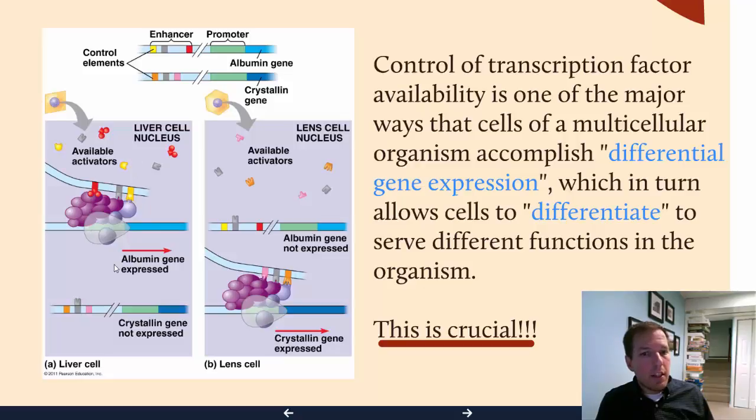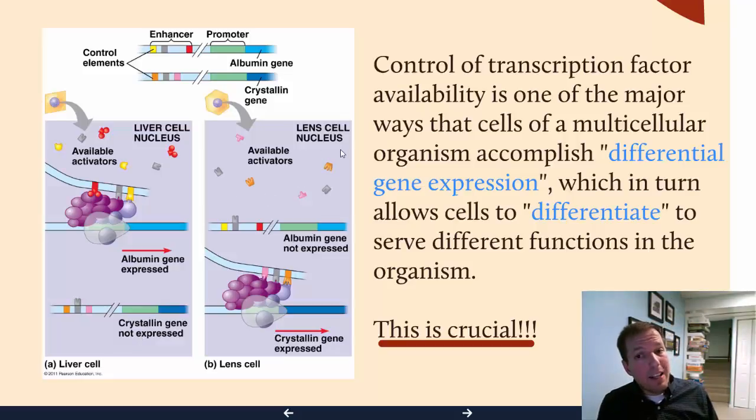We can see here on the left we have a liver cell which has a set of activators available within the cell itself that lead to the expression, for example, of albumin, but the correct set of enhancers, activators, is not there to trigger the production of crystallin. Albumin is a gene which will be important in the liver. Crystallin is not something that is necessary in a liver cell.